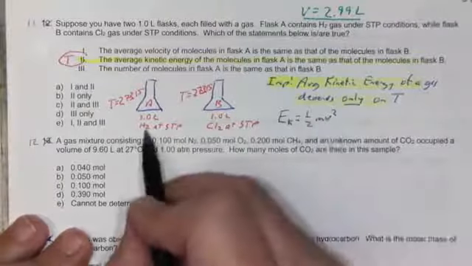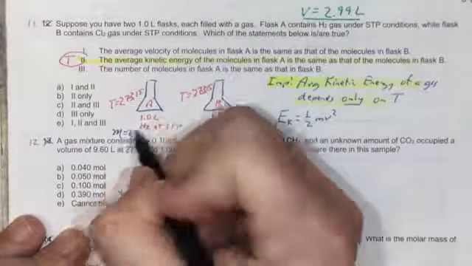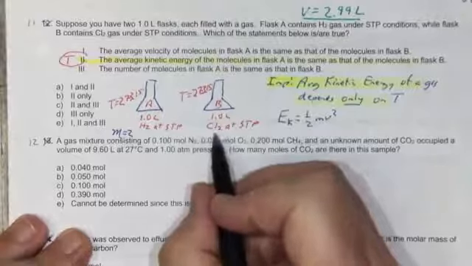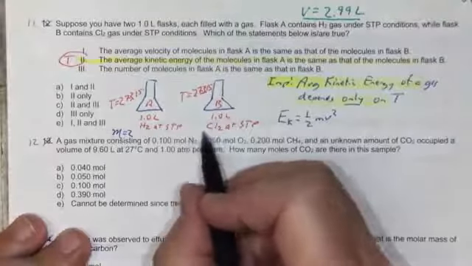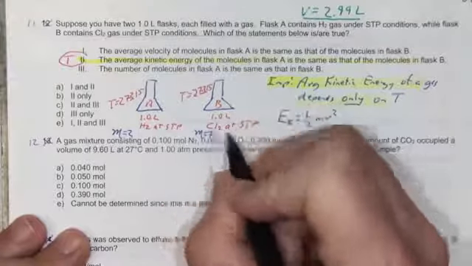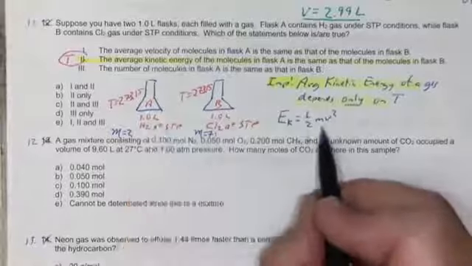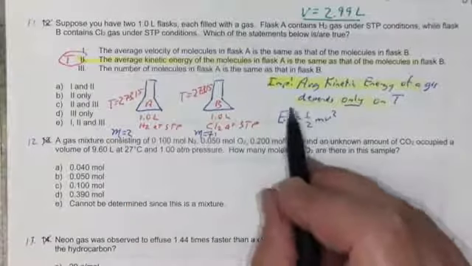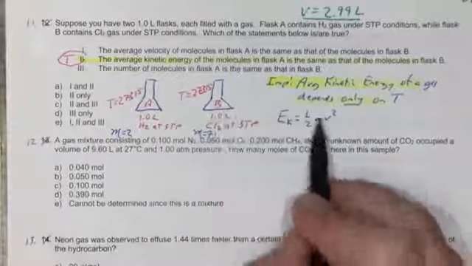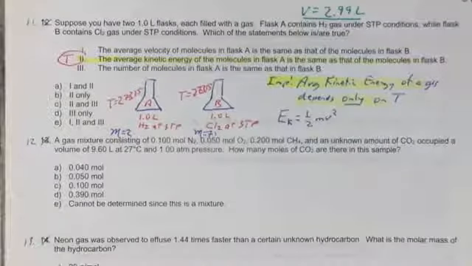And so hydrogen is much lighter. The molar mass of hydrogen is 2. The molar mass of chlorine is much heavier. The molar mass of chlorine is 71 grams per mole. This is much heavier. This is a very light gas. Since hydrogen is very light, but it has the same kinetic energy over here, then it must have a much higher average velocity.